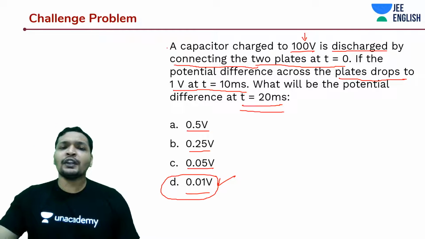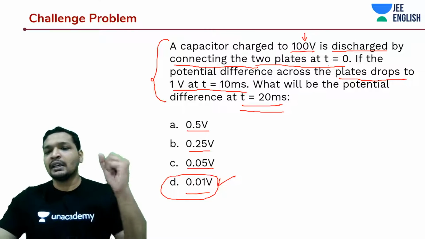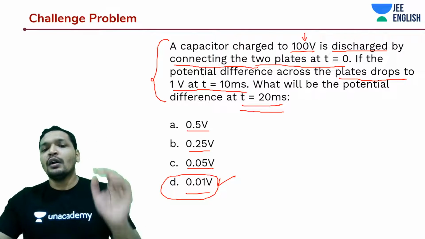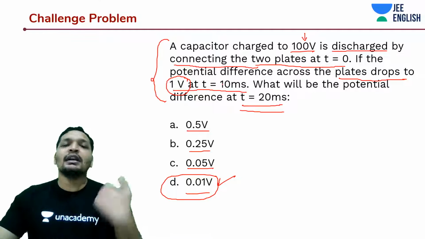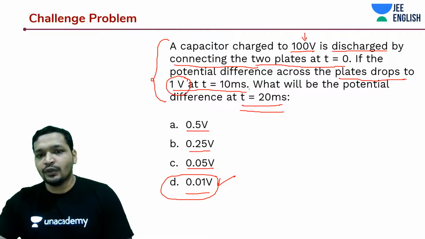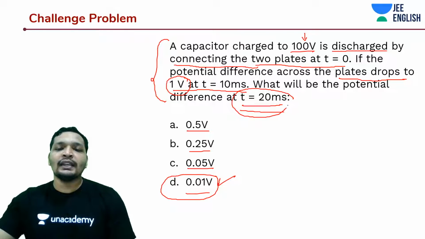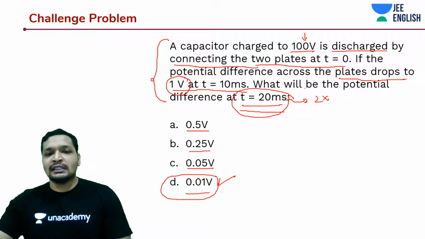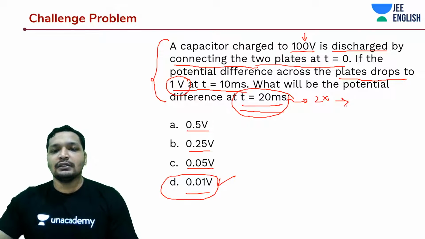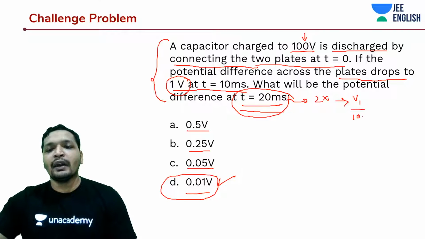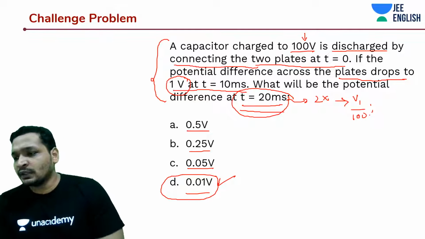So what is the moral of the question, guys? Don't assume that if they are just saying connecting two plates at time t equal to 0, immediately the potential would become 0. That is true, but if at all they have told you 1 volt at t equal to 10 milliseconds, that means the capacitor is discharged. What has happened to the potential at 20 milliseconds, at 2x time? Initially it was 1 by 100, and again it became 1 by 100. Small things you can remember so that you can solve your papers quite quickly.